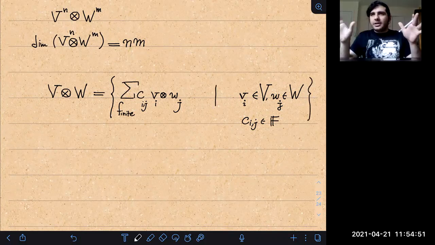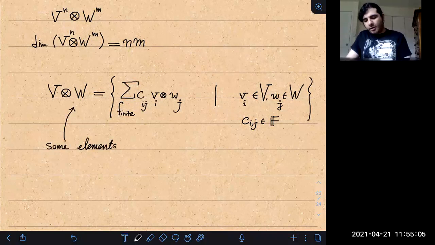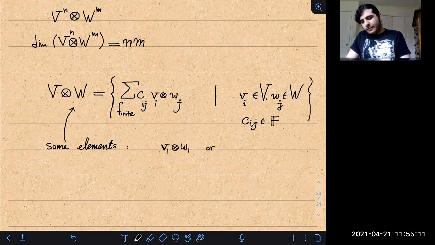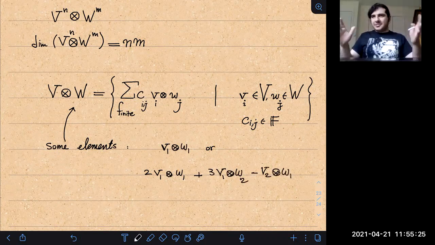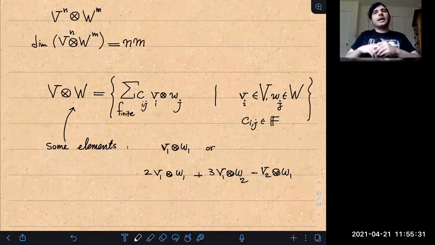So it's just formal. You don't need to really assign a meaning to that. So for example, say some elements in this space. For example, suppose the field F is R. Some elements would be, for example, V1 tensor W1, or 2V1 tensor W1 plus 3V1 tensor W2 minus V2 tensor W1. These are just some elements there. It's just like you're putting these elements in V and W next to each other.